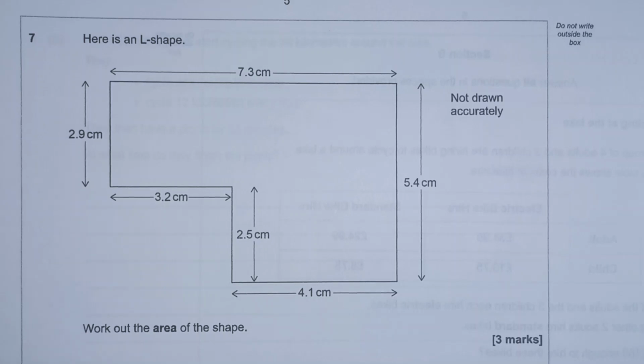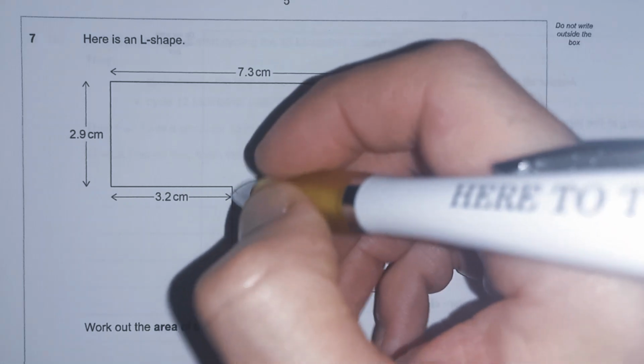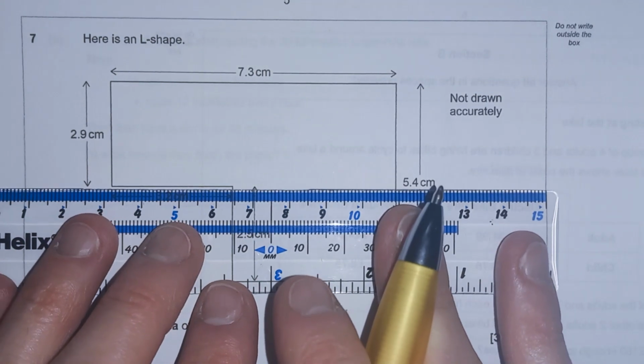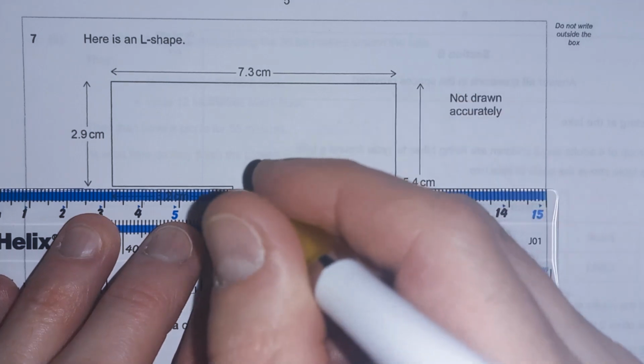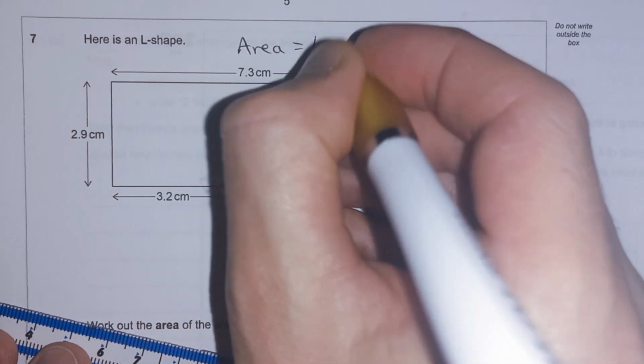Question 7. Here is an L shape. And we've got all the different measurements written on here. Work out the area of the shape. So if I want to work out the area of this shape, I'm going to split it into rectangles. So I could either split it up this way, but for no particular reason, I'm going to split it this way instead. So we know that the area of a rectangle is the length times the width.